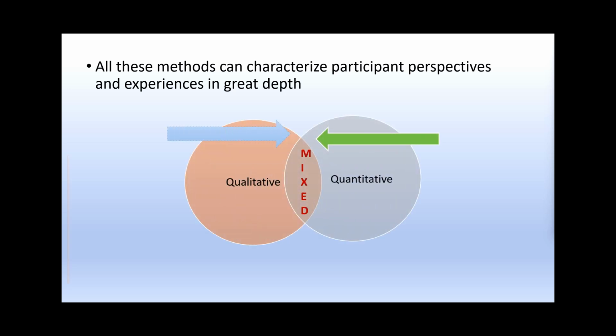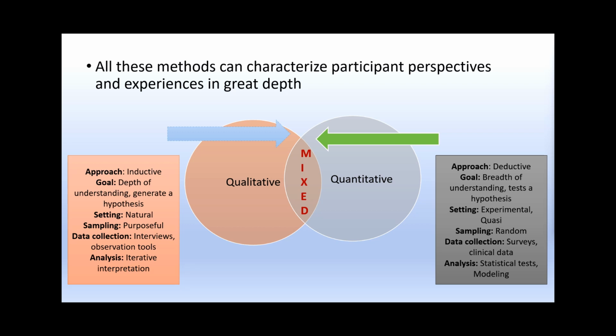So that brings us to the differences between qualitative and quantitative research. In between we have the mixed methods, but qualitative in general, the approach is inductive. The goal here is a depth of understanding and to generate a hypothesis. The setting is always natural, we don't alter the setting. The sampling is most times purposeful. For data collection, we use interviews and observation tools, and the analysis is iterative interpretation.